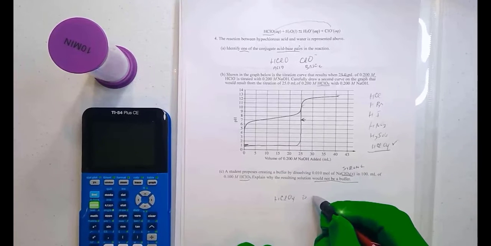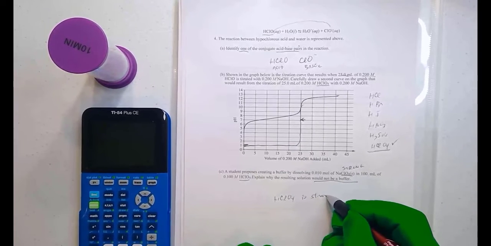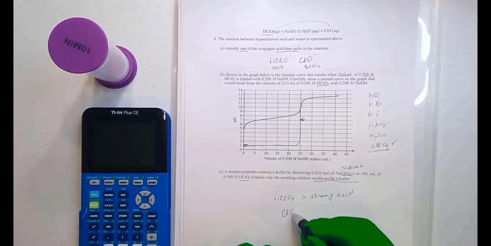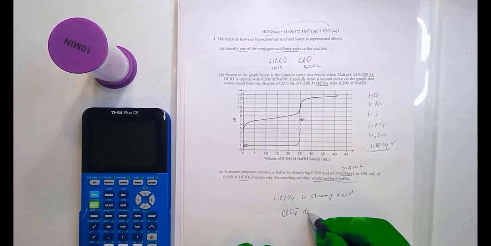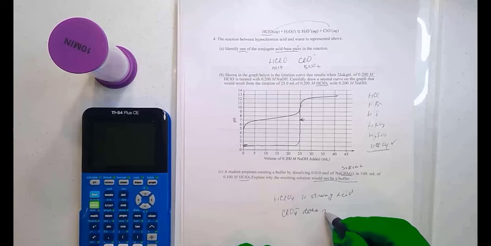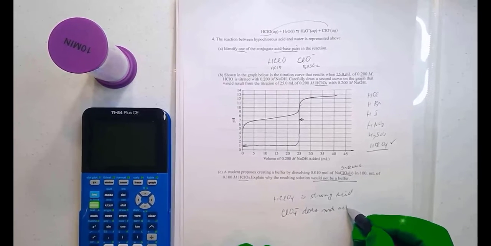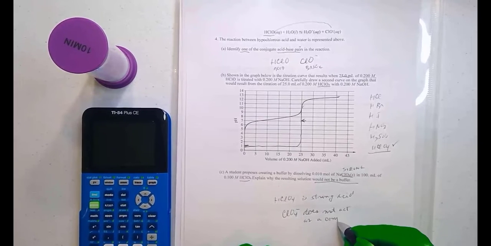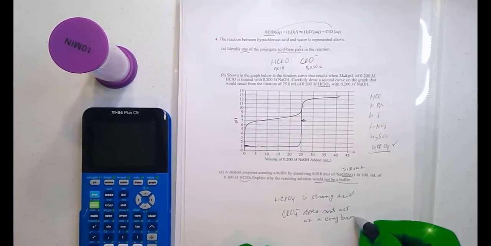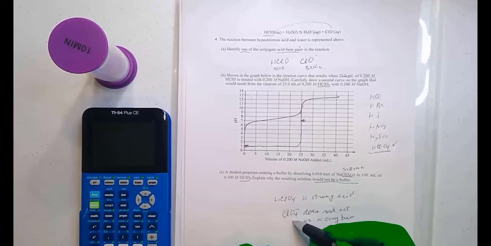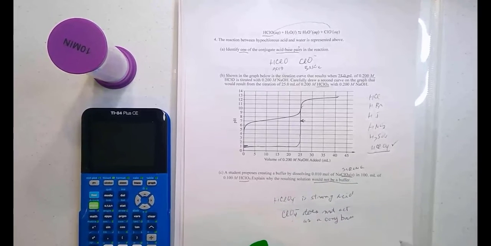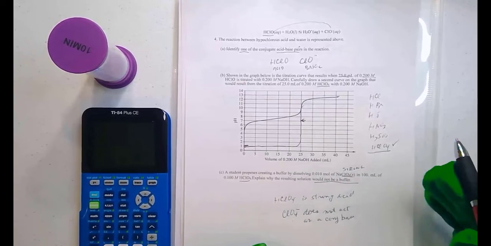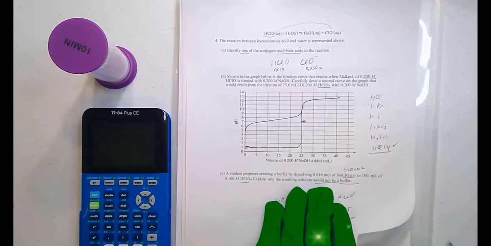HClO4 is a strong acid, and ClO4 minus does not act as a conjugate base. I mean, this acid is so strong that its conjugate base is like nothing. It's like a chloride. It's, in fact, actually, it would be a spectator ion, except it's explosive. It's a spectator. Okay, wait a second.